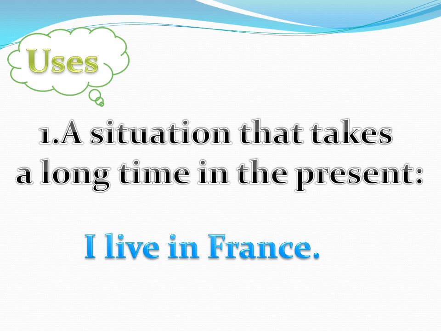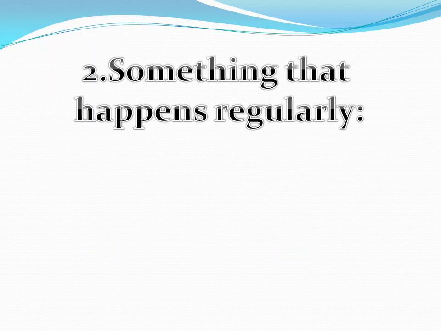So, this is something that takes a long time. So, it will be in the present simple. We will add S or ES or IES if the sentence starts with he, she, or it, and we will leave the verb as it is if it starts with the bad students: I, you, we, and they.